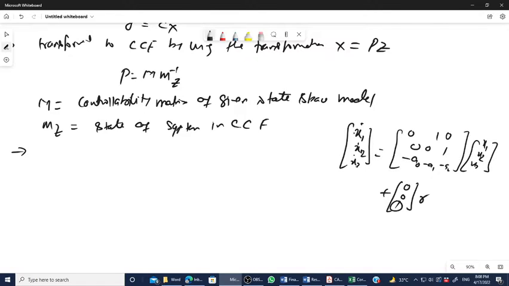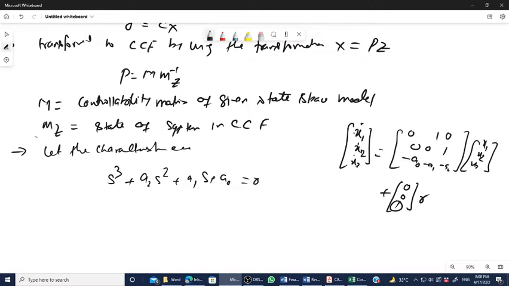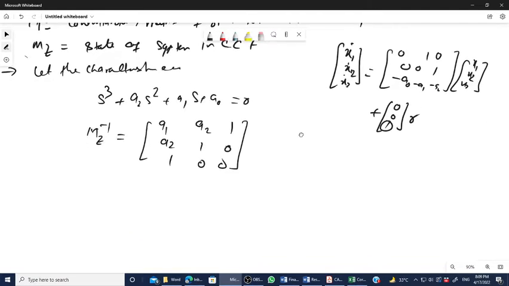So let's say we have the characteristic equation, which will come like s cubed plus a2 s squared plus a1 s plus a0 equals 0. So Mz inverse, let's say, is a1 a2 1, a2 1 0, 1 0 0. This is the Mz inverse, let's say.